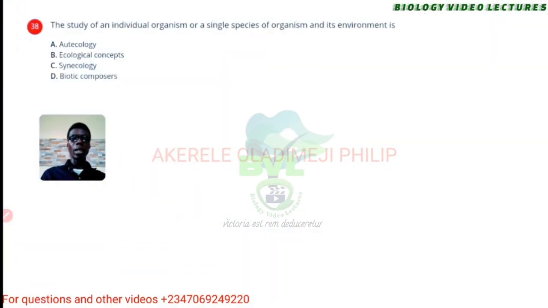The study of an individual organism or a single species of an organism and its environment is autecology, that's option A. Synecology is groups of organisms in their environment, but autecology is just a small group of a particular organism, or it could just be one. It's possible. All right.